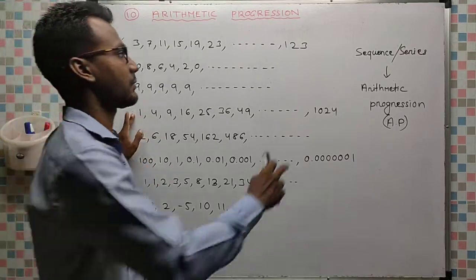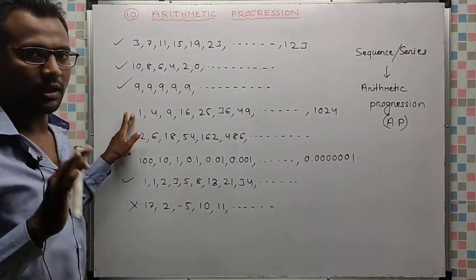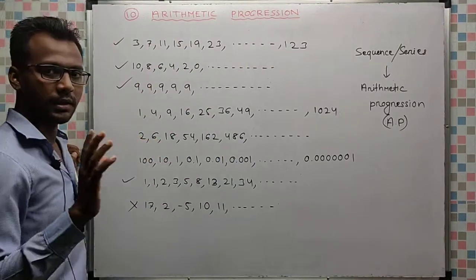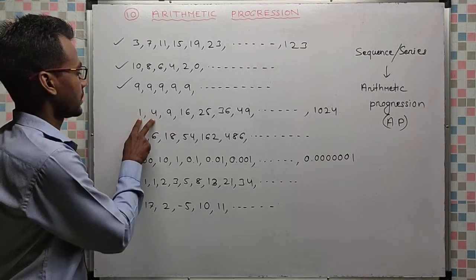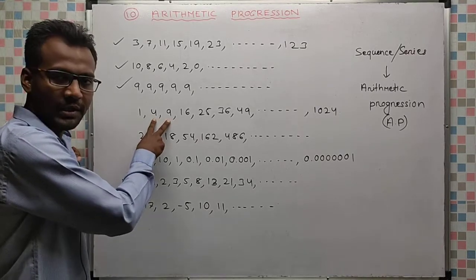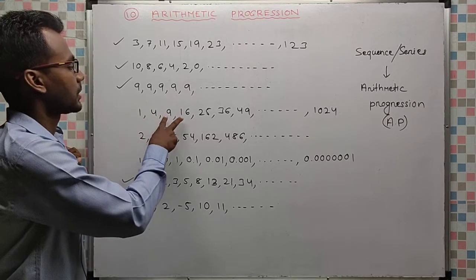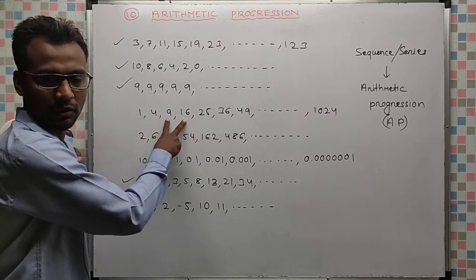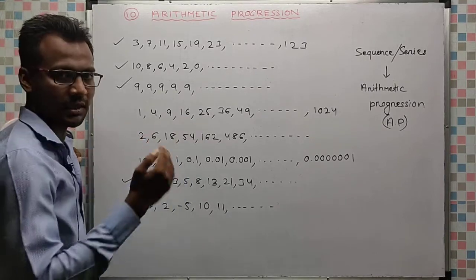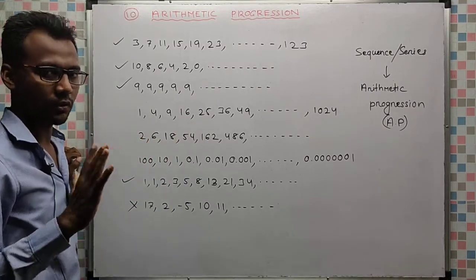This is definitely a sequence, but it is not an AP. How is it not an AP? Because see, the difference is not a constant. Difference between 1 and 4 is 3. Difference between 4 and 9 is 5. Not same. Difference between 9 and 16 is 7. Not same. Difference between 16 and 25 is 9. It is changing. The difference is changing. It is not a constant.